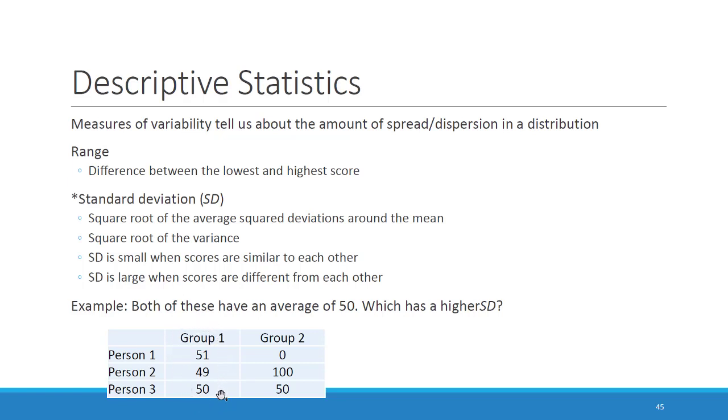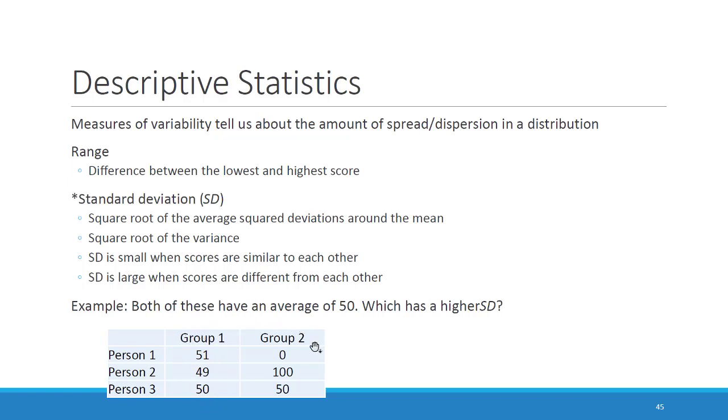Now, do you think that group 1 would have a high or a low standard deviation? In other words, are the scores largely similar to one another, or are they largely different from one another? The answer is that the scores in group 1 would have a very small standard deviation, very small amount of variance. Why? Because they're very similar to one another.